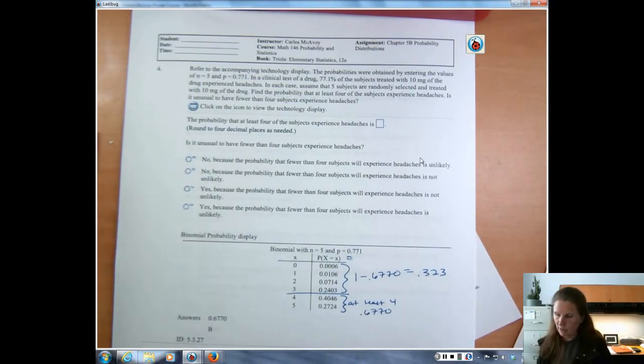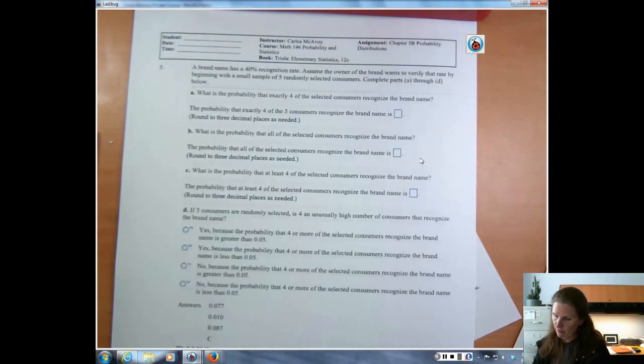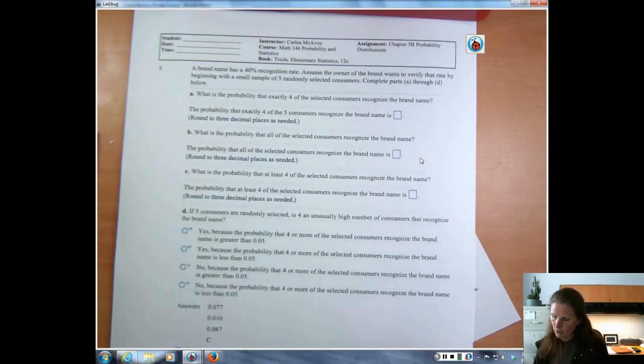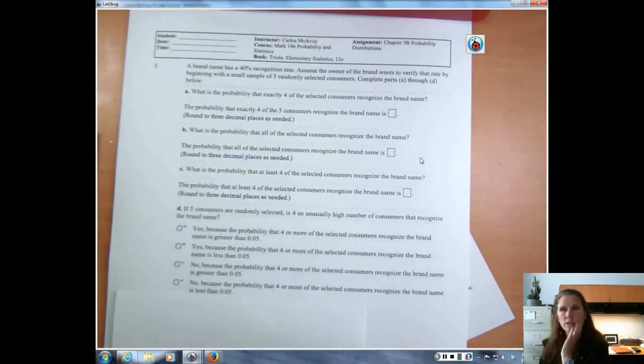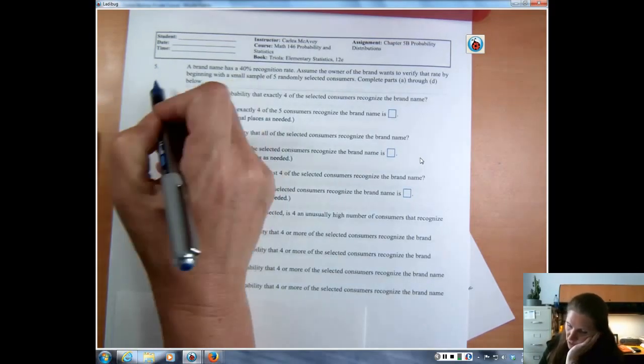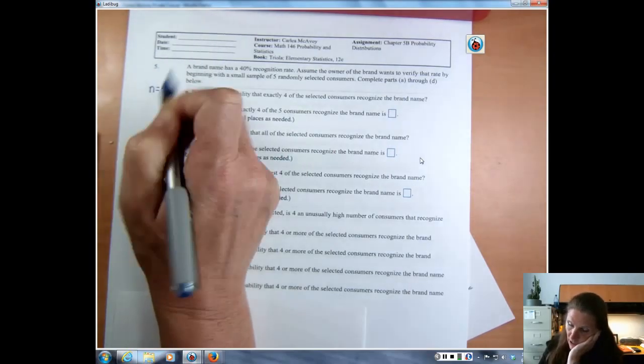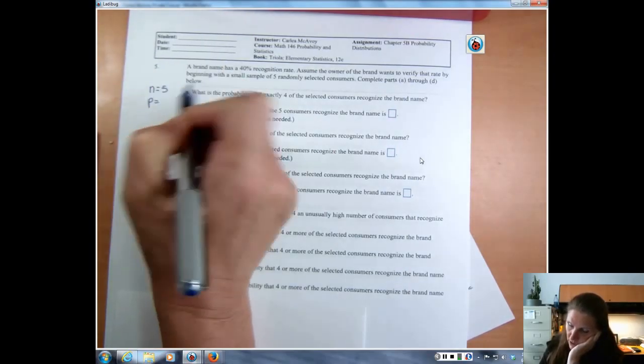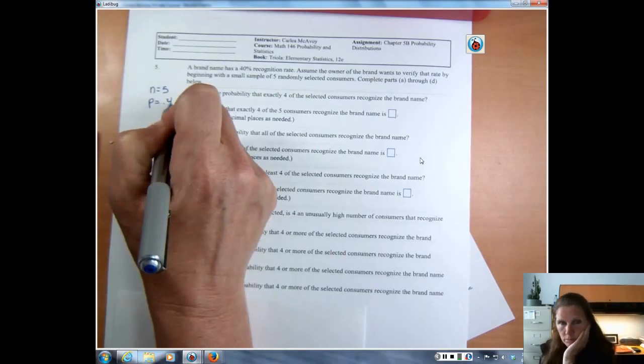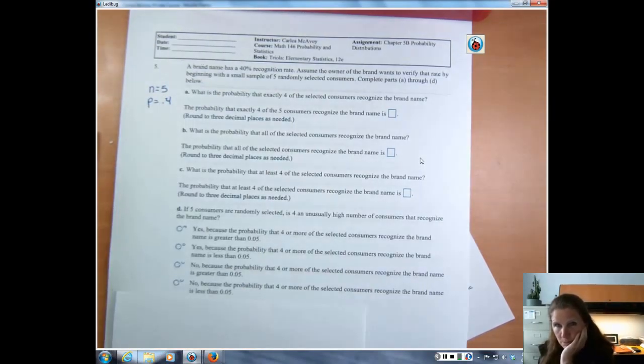Chapter 5, section 3, number 27. Okay, we get to put some applications in here. A brand name has a 40% recognition rate. Assume the owner of the brand wants to verify that rate by beginning with a small sample of n randomly selected customers. So what I know is this is a binomial distribution. We're going to look at 5 people, so n is 5. And I know the probability that somebody is going to recognize my brand is 0.4. I already know that because those two things were given.